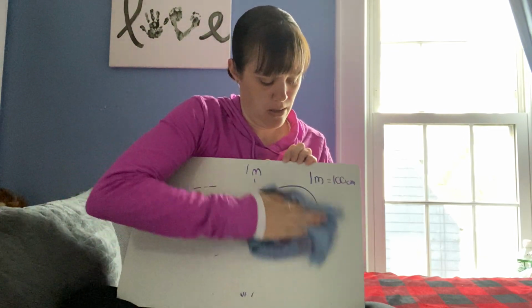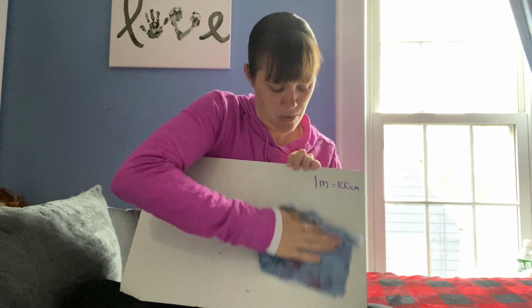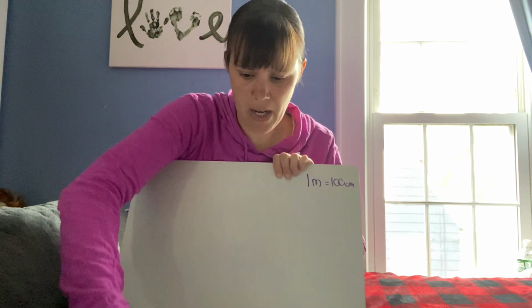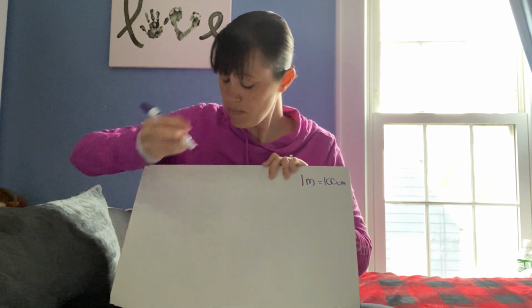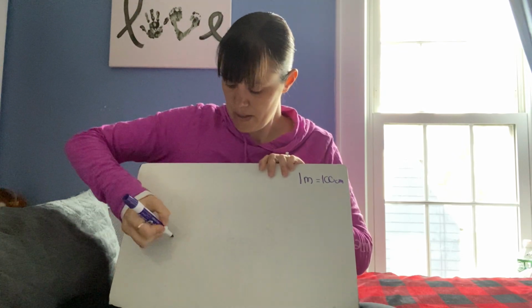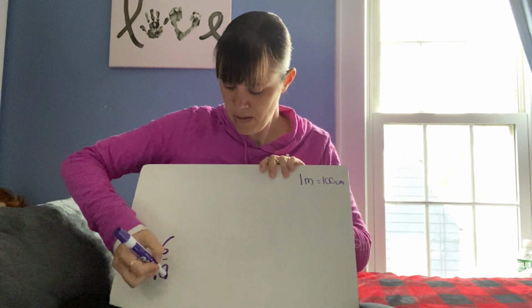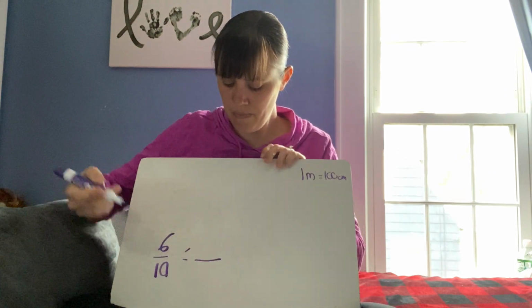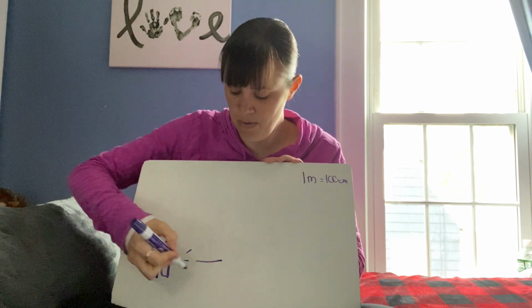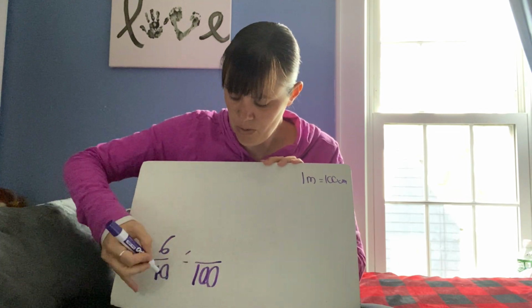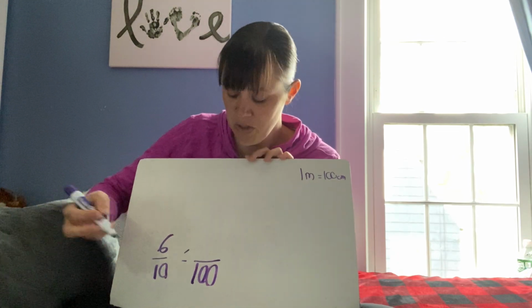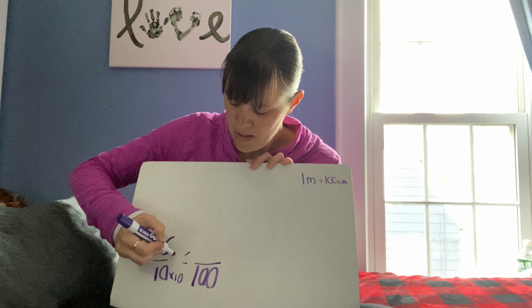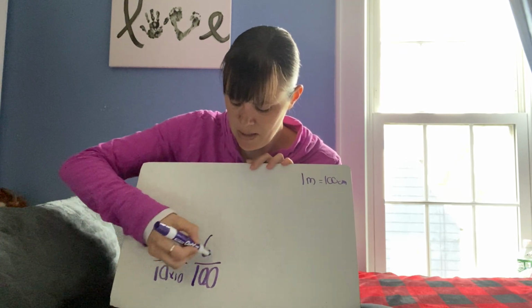Now I'm going to erase this. Let's do a couple more of those. If I have, say, 6/10, how many hundredths would I have? Okay, so how do you get from 10 to 100? You multiply by 10, right? 6 times 10 is 60.